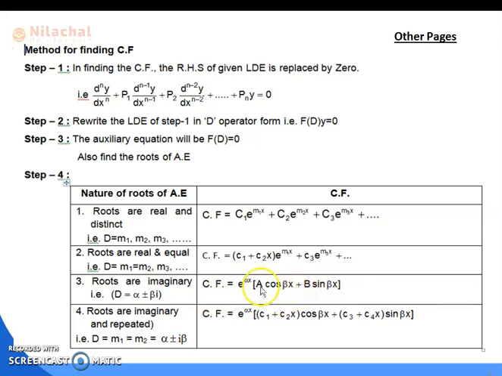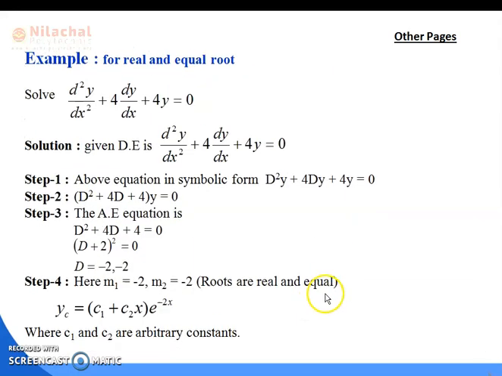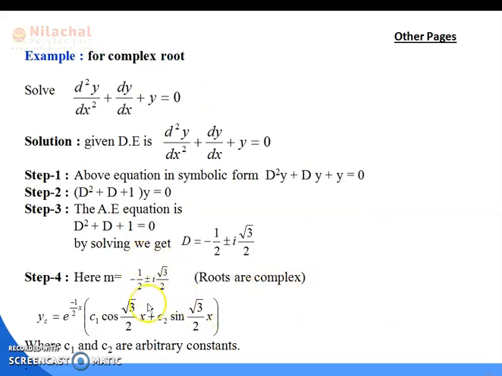Also I have said that you can use C1, C2 in place of A, B. No problem will be there. Then come to this question. This is a complex number. So the real part is minus 1 by 2, means alpha is minus 1 by 2, beta is root 3 by 2. So yc equal to e to the power alpha x, I am putting the value of alpha, minus 1 by 2. C1, C2 I am using in place of A, B. So C1 cos beta x, beta is root 3 by 2, so root 3 by 2 x, plus C2 sin root 3 by 2 x. Clear? So here for C1, C2 you have to write the reason: they are arbitrary constants.